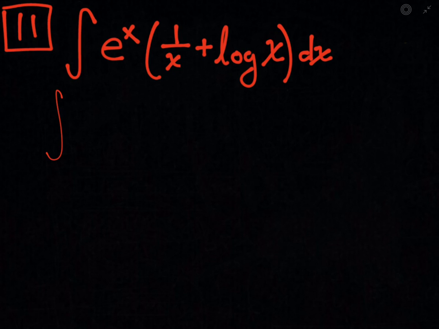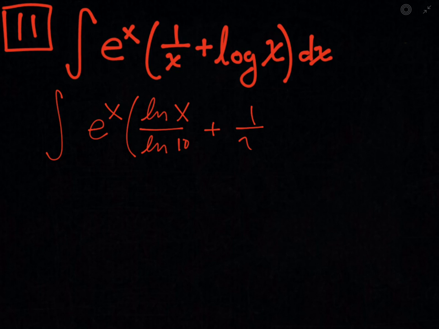So we're going to write e to the x times, I'm actually going to switch these around for a second, the natural log of x over the natural log of 10. Right, that's log x, plus 1 over x. All right, so now we have that. We've just rewritten the entire equation. It's perfectly fine, but I want to be able to simplify these.